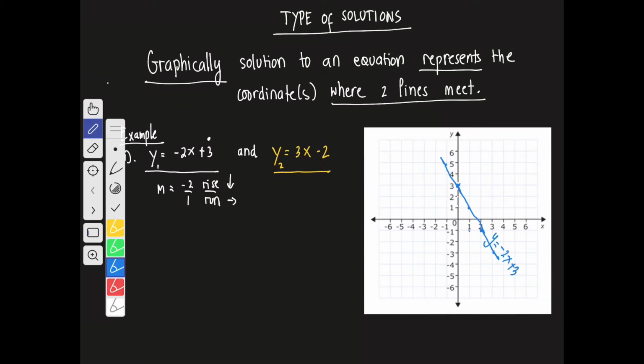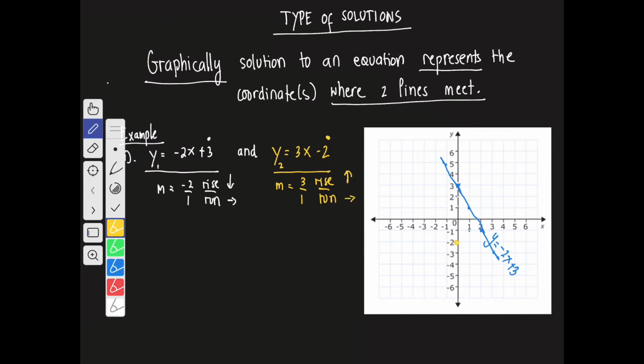Okay, and then we're going to draw the second line in yellow. We're going to start with negative 2 because that's the y-intercept, and then walk using the slope direction. In this case, it's 3 over 1. Again, that's rise over run. Because the rise is positive, we're going to go up from the y-intercept, and then run to the right because it's positive.